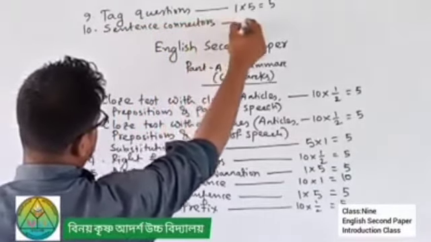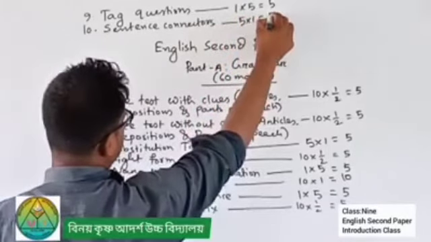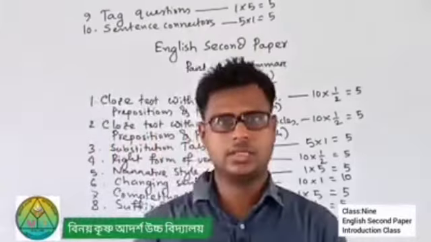Sentence connectors. Here there will be 5 gaps in a passage, and you have to complete the passage with the suitable connectors, and you will be awarded 5 marks for this item.